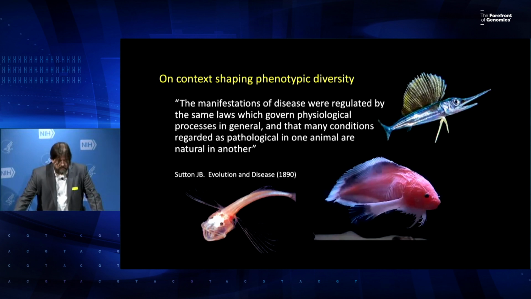This is from J.B. Sutton from 1890, from a book called Evolution and Disease. The manifestations of disease were regulated by the same laws which govern physiological processes in general, and many conditions regarded as pathological in one animal are natural in the other. So we're just basically redefining this on a genomic and developmental basis.